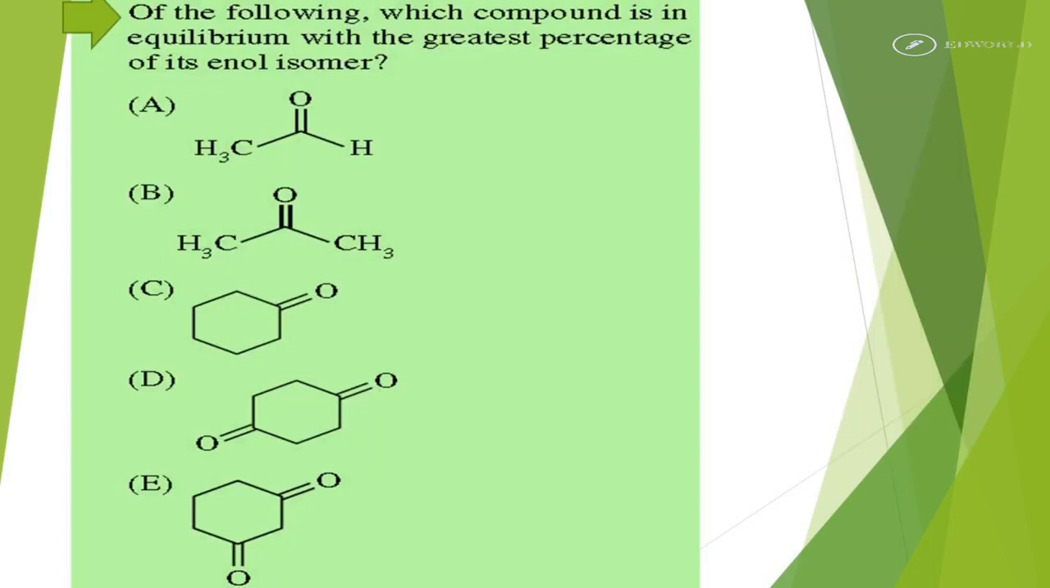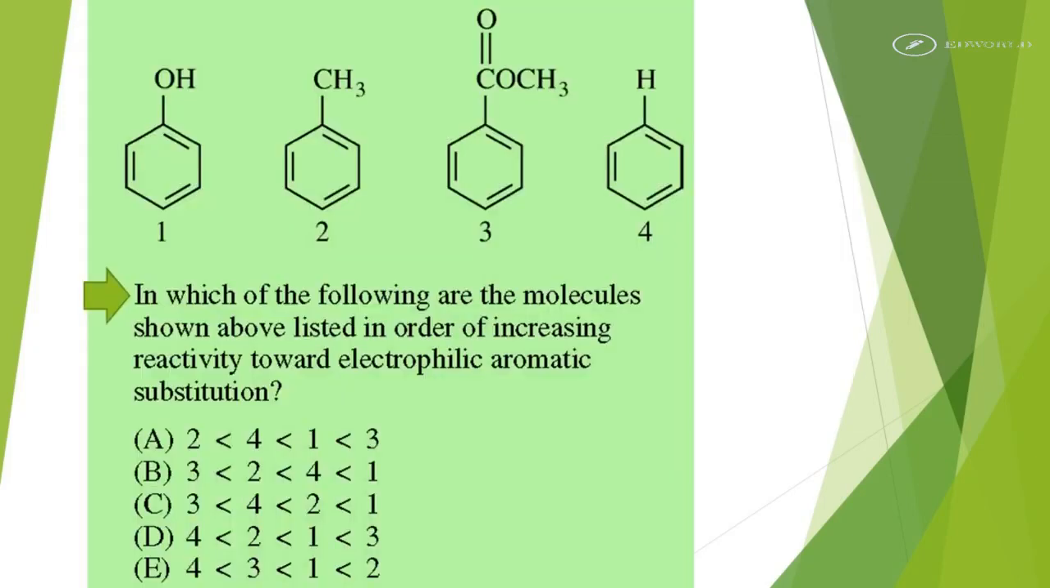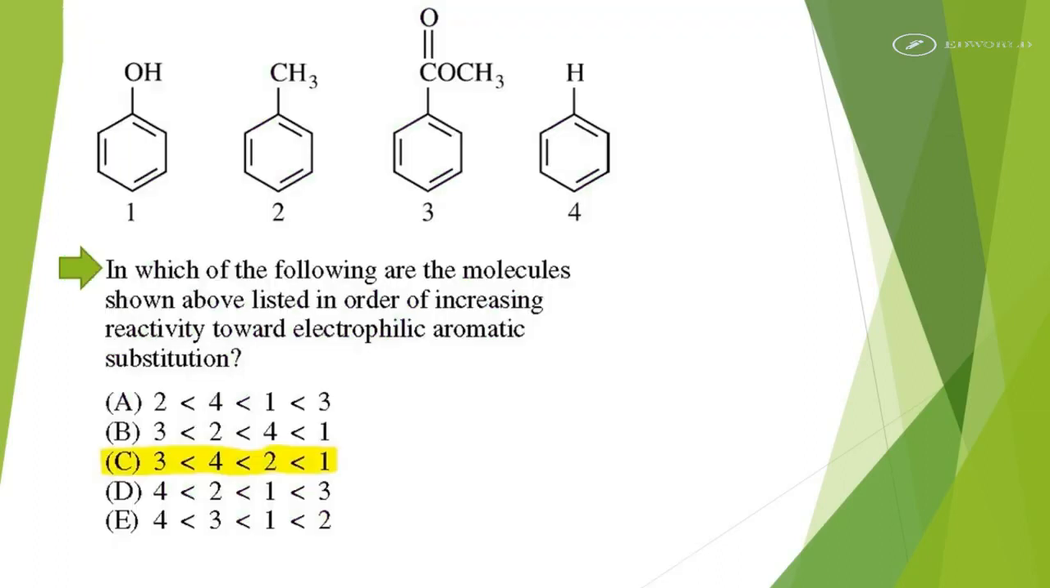Of the following, which compound is in equilibrium with the greatest percentage of its enol isomer? Due to hydrogen bonding, its enol form is more stable. In which of the following are the molecules shown above listed in order of increasing reactivity toward electrophilic aromatic substitution? Answer is option C.